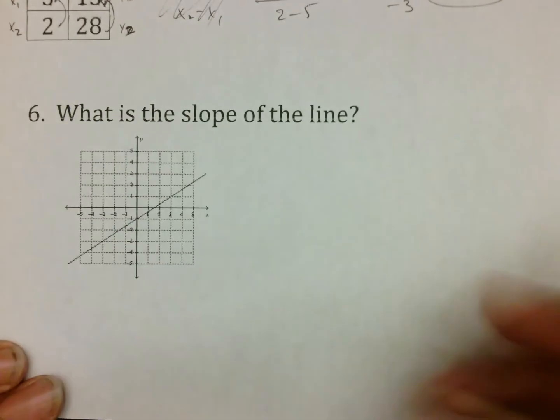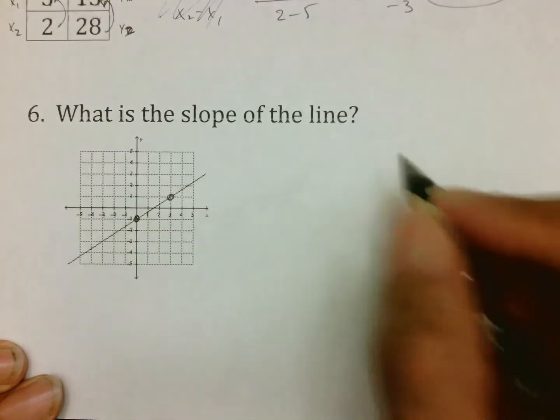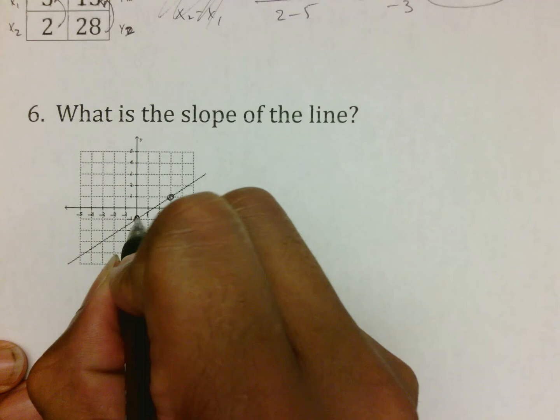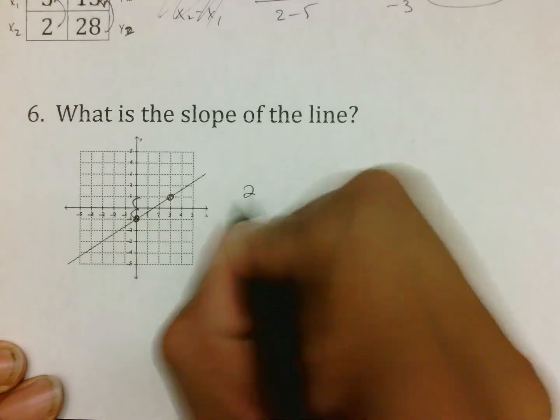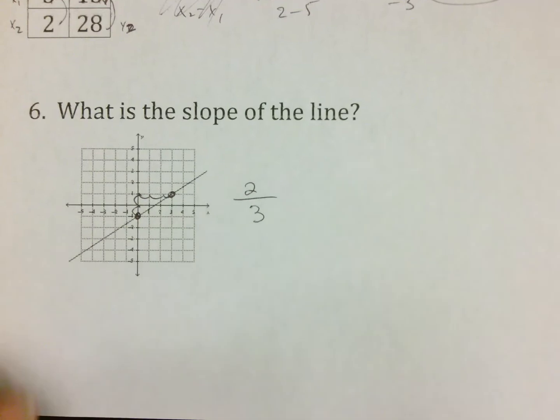Slope of this line here, again, finding 2 good points. Here's one good point. Here's another good point. Starting from the leftmost point, I have to go up 2, which means that my rise is 2. I have to go over 1, 2, 3, which means my run is 3. And again, my slope on that line, very simple, is just 2/3.